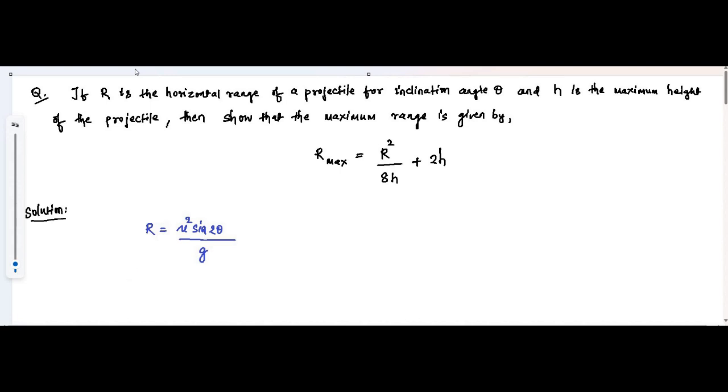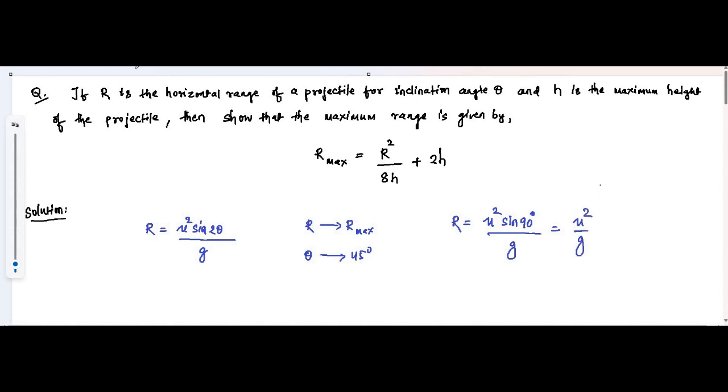Now if you recall, in one of the questions we arrived at an important conclusion that for maximum horizontal range, the angle theta should be equal to 45 degree, because when theta is equal to 45 degree, the range for that angle is equal to u square sine 2 into 45 degree, that is 2 theta, 2 into 45 degree, that becomes 90 degree, by g, which is equal to u square by g.